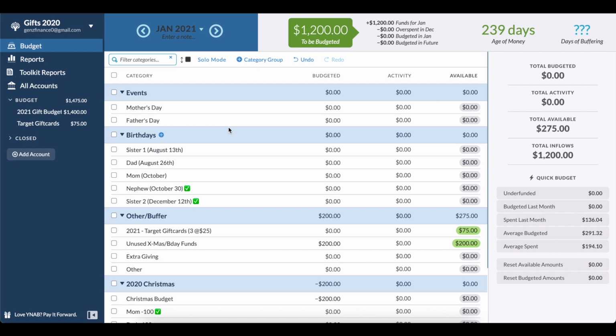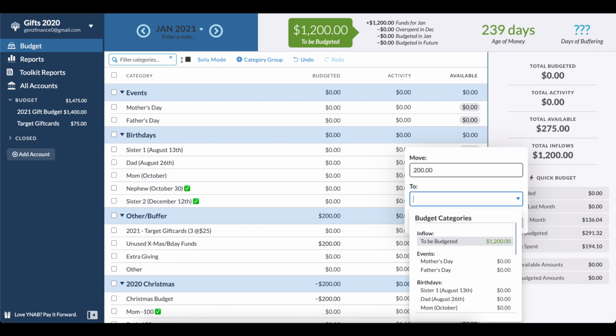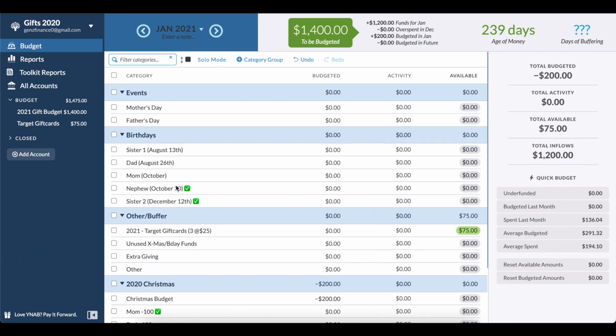If it didn't, again, you can check out my first video that I did on how you can budget for gifts in YNAB, and I think I might have explained some of this in more detail there. So I've got my $1,200 to be budgeted. I am going to move this $200 that was from the leftover up to be budgeted as well. And now I'm just going to go through my categories and update them as necessary.